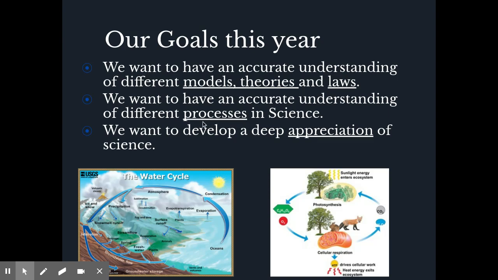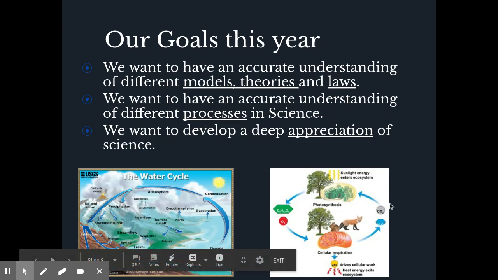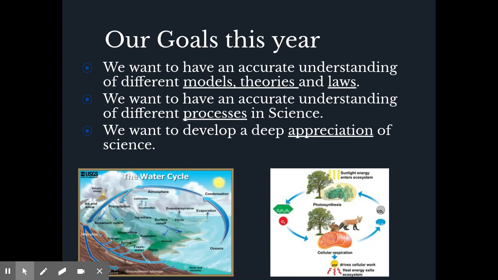Secondly, we want to have an accurate understanding of different processes in science. For example, this is the CO2-O2 cycle here, the carbon dioxide and oxygen cycle. It has to do with decomposition and then cellular respiration, photosynthesis, all of those things. These all sound like very big words. Some of them you are probably familiar with or you've heard of them before, but we're going to study them a little more in depth this year in science. We also want to develop a deep appreciation of science. I cannot tell you how many times we'll look at something and you'll say, wow, that is so cool. And that is certainly something we want to encourage.